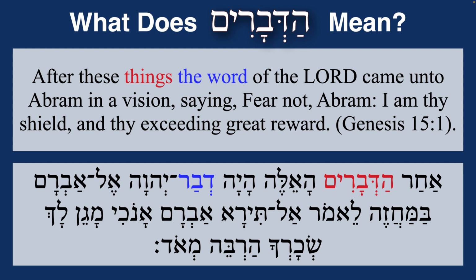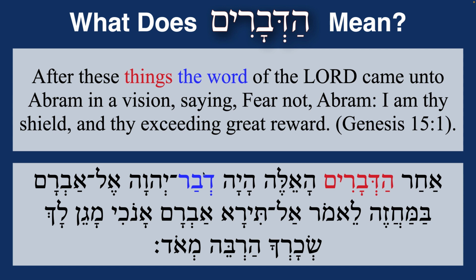Here is a verse in Genesis chapter 15 and verse 1. And after these things the word of the Lord came to Abram in a vision, etc. Achar had-Devarim ha-Elle Hayya Devar Adonai El Avram. Here you can see Achar had-Devarim, after these things. So the things here in red are had-Devarim. Ha-Elle, these things. Hayya Devar Adonai, so that's a word of the Lord.